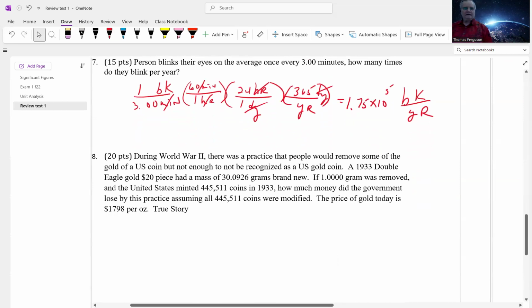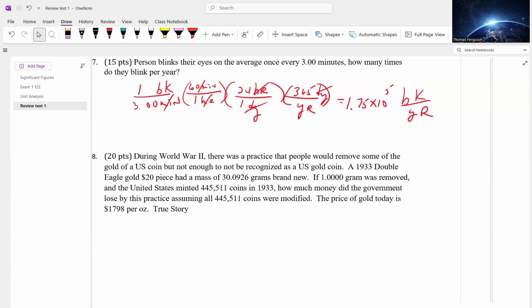Okay. On this last problem, during World War II, there was a practice that people would remove some of the gold of a US coin, but not enough to not be recognized as a US gold coin. My dad was in World War II, and this is a true story. The natives there in Northern Africa, Egypt, not Angola, Libya.